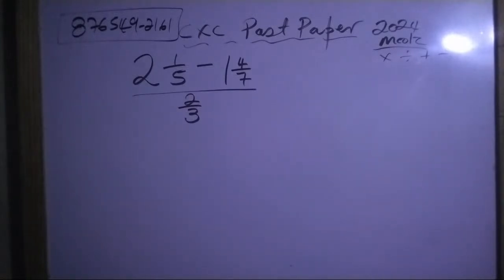So, we have 2 and 1/5 minus 1 and 4/7 divided by 2/3. I agree, it's easy according to Nikisha. Once you follow the rules, it should not be a problem. Alright, you already got 44 over 105.